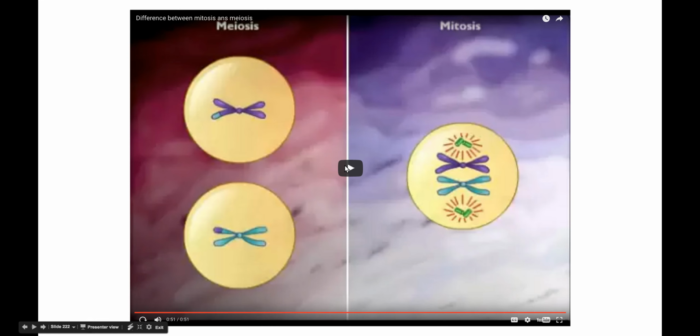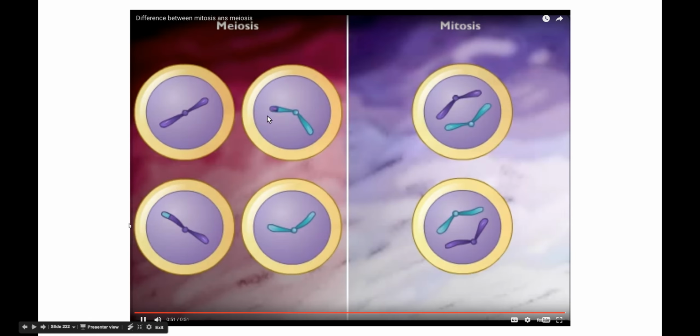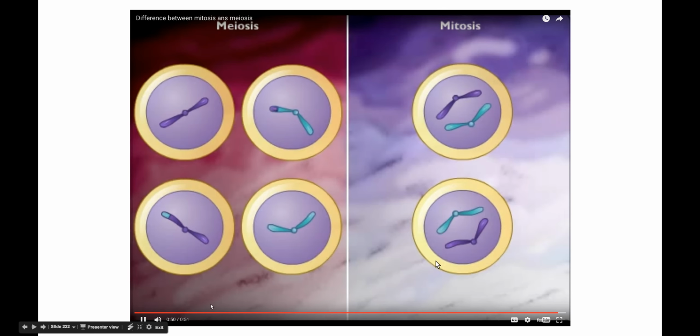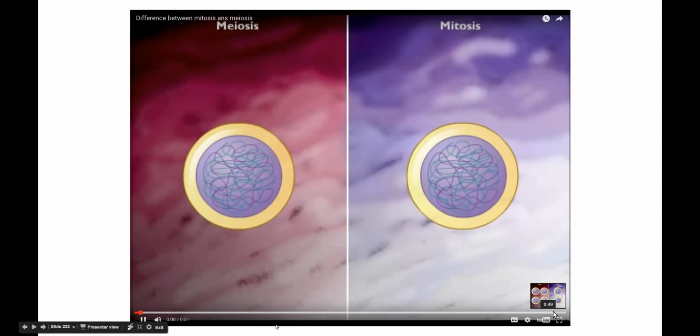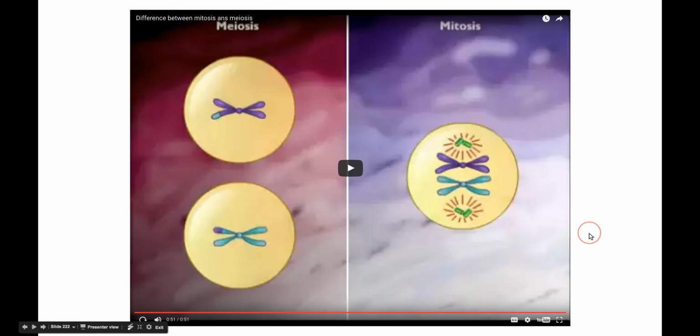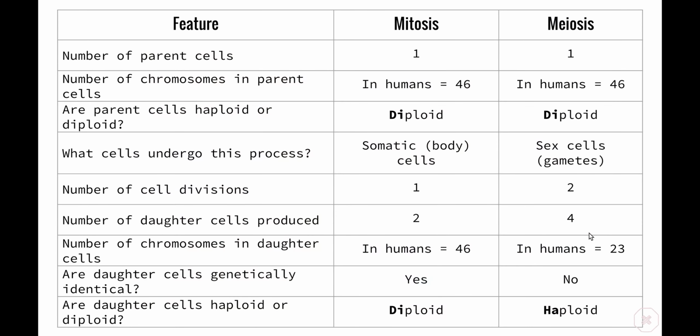Okay, so as we can see here in that final image, we end up in meiosis with 4 cells that are completely different to one another. And in mitosis, we end up with 2 cells that are genetically identical to one another. So this table here is what we need for 8.5.3a. So to analyze information, to tabulate the differences that distinguish between the processes of mitosis and meiosis.